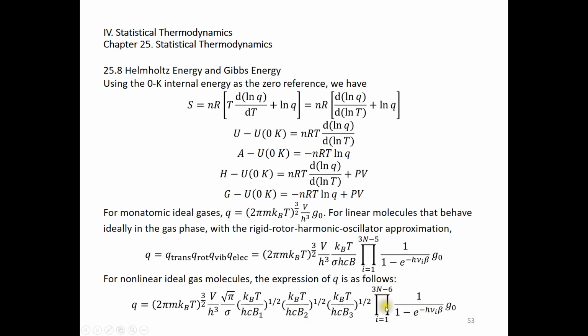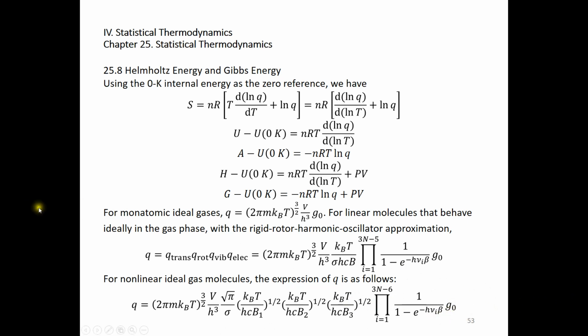And then the product of all those vibrational modes, 1 over 1 minus e to the power of negative h nu sub i beta. Nu sub i is the vibrational frequency of the ith vibrational mode, and beta is 1 over kB T. Finally, g0 is the electronic partition function. It's g0 assuming the difference between the first excited state and the ground state is much greater than kB T, so we can ignore the excited states.